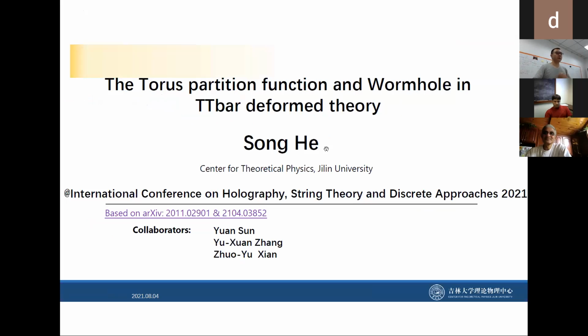Good. So our next speaker is Song He, and he's going to tell us about the torus partition function and wormhole in TT-bar deformed theories. So the stage is yours, please. I'll give you a warning 5 minutes to the end.